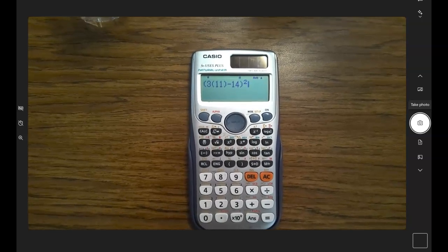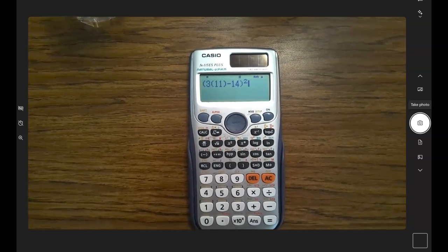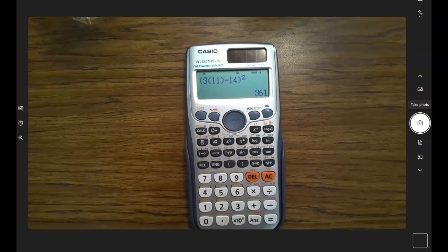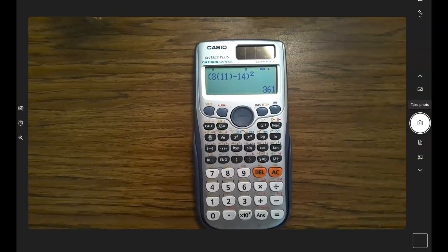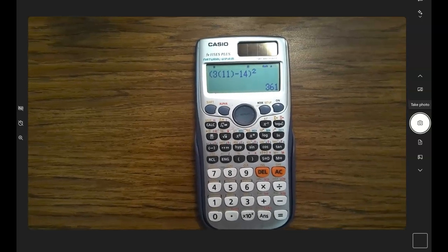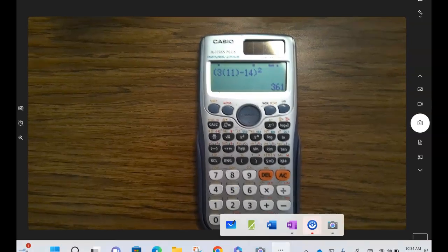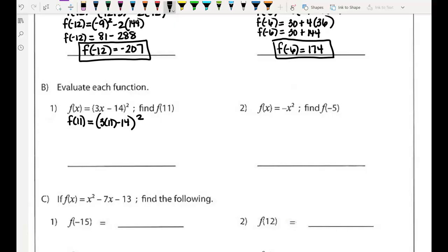And what does this come out to equal? Yeah, 361, but you have to make sure the calculator is only going to do the math you ask it to do, so you have to make sure that when you are putting this in the calculator, you are putting it in correctly. So f of 11 equals 361.